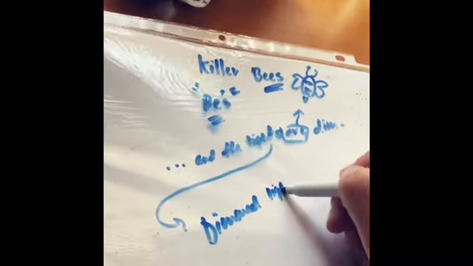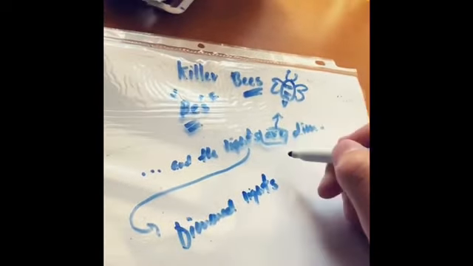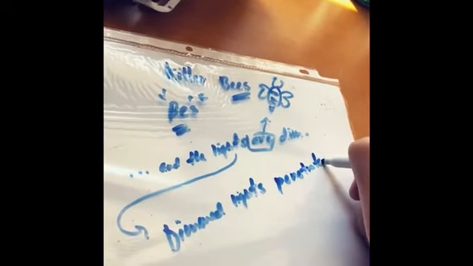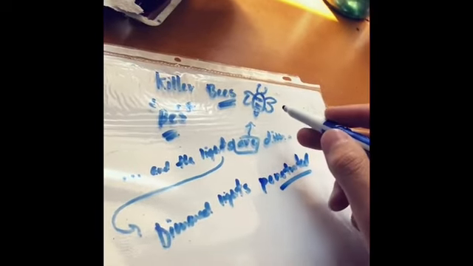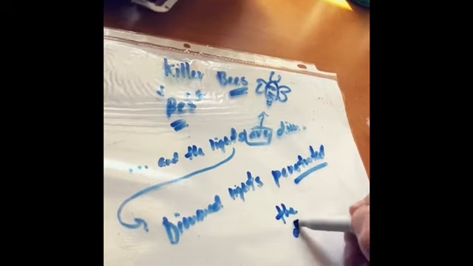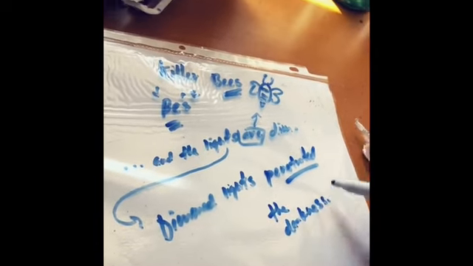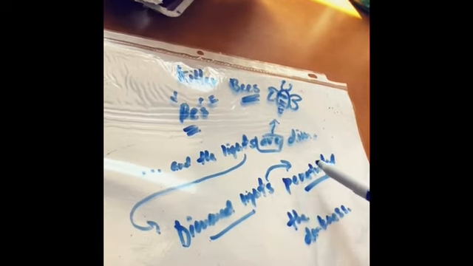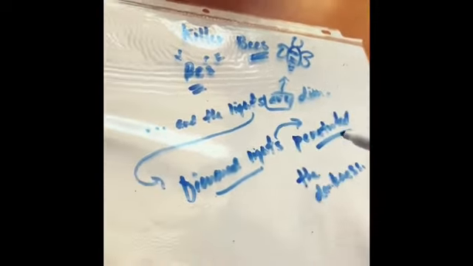Dimmed lights. Again, this is just reminding you how I got there. Dimmed lights penetrated. Strong verb, not a killer bee verb. The darkness. So I took the lights and put them in the beginning. Dimmed lights, what did they do? They penetrated. Instead of are dim, which is weak, make it active.